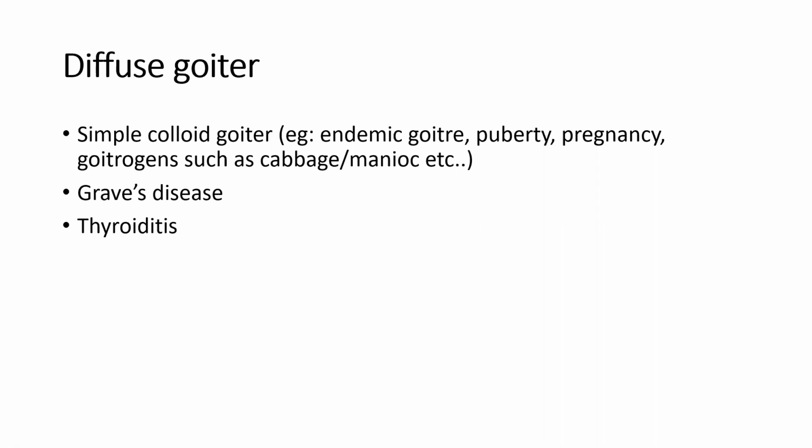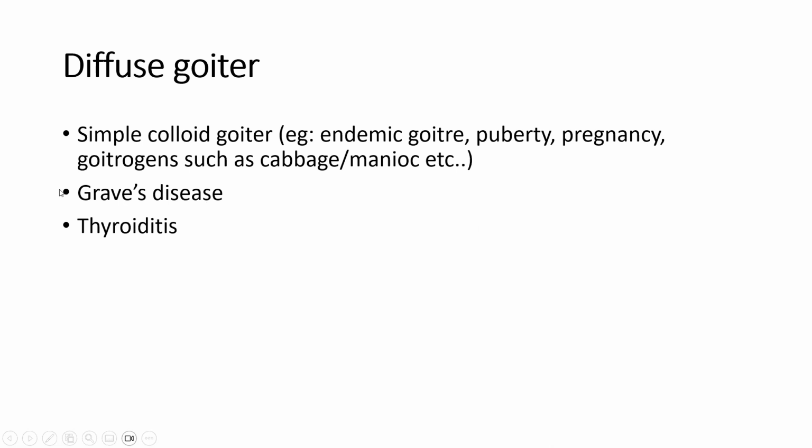Then in cases where there's increased demand for thyroid hormone, increased metabolism, like puberty and pregnancy, you can also get simple colloid goiters. And goitrogens, such as cabbage and manioc, can give rise to goiter. Theoretically, they can, but for you to get a goiter from just eating cabbage and manioc, you would have to eat so much, like every day for all 3 meals, sometimes for years. Okay, so theoretically yes, but you rarely come across cases like that.